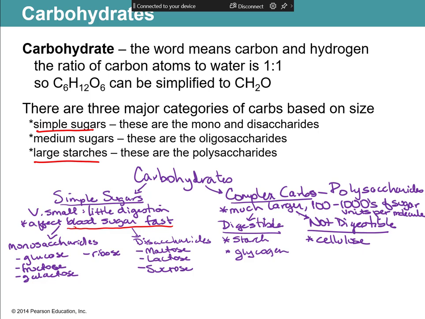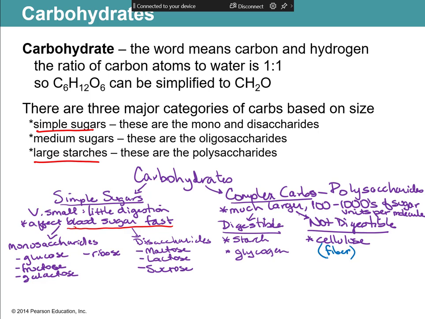The non-digestible one, because of the type of link between the sugars, is cellulose. We don't make an enzyme to digest it, and so it's commonly called fiber. Cellulose is sort of its technical name. Well, starch is really like a common name. It's composed of a couple of things. We'll talk about those as well.